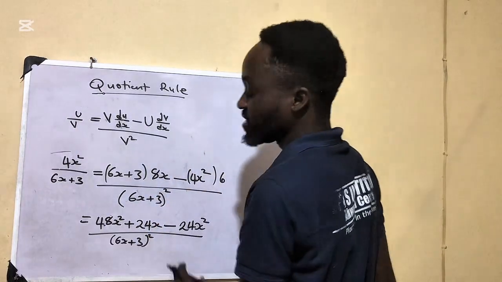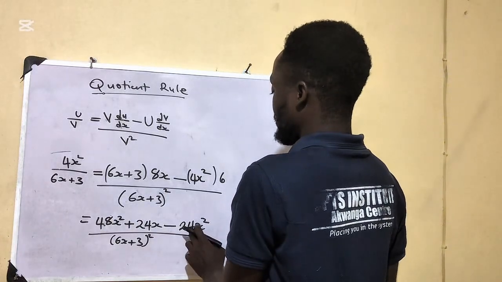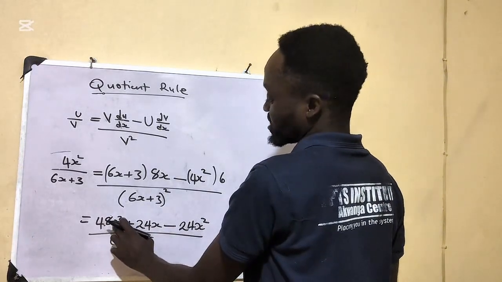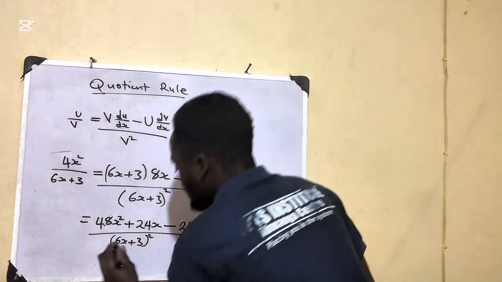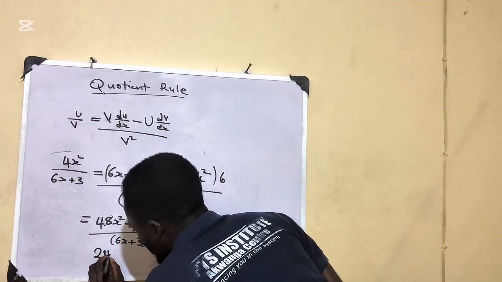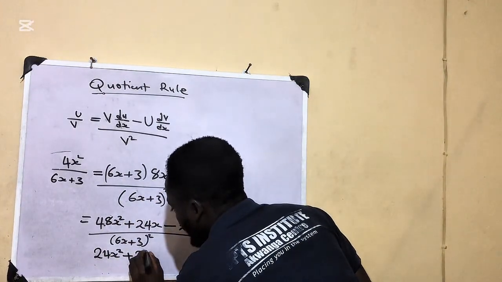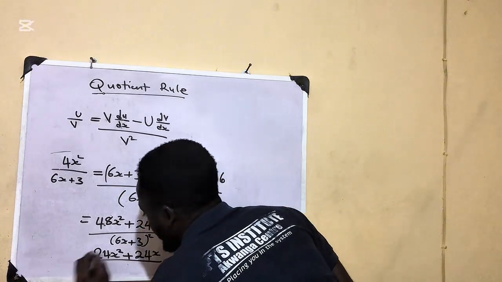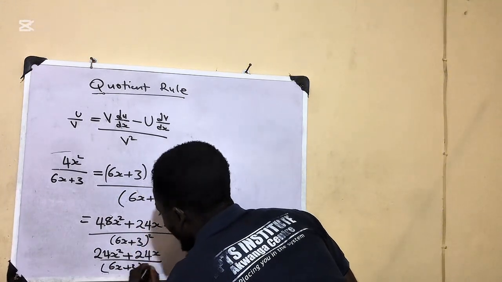So what I want to do here is to collect like terms. You can see that I have 48x squared, and then I have 24x squared. So I'm going to say 48x squared minus this 24x squared, and that's going to give me 24x squared plus this 24x, everything all over 6x plus 3 squared.